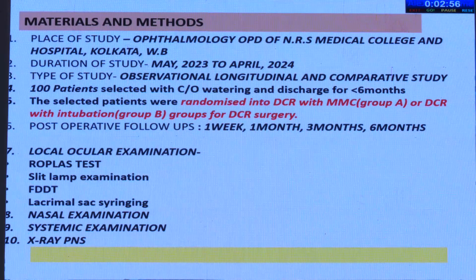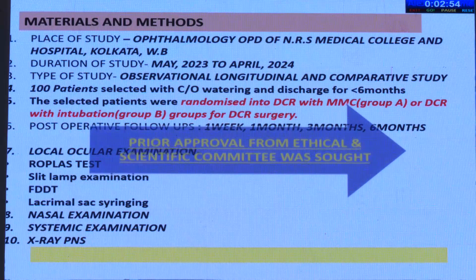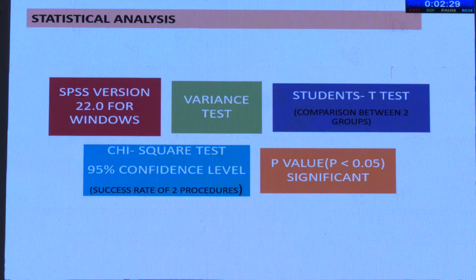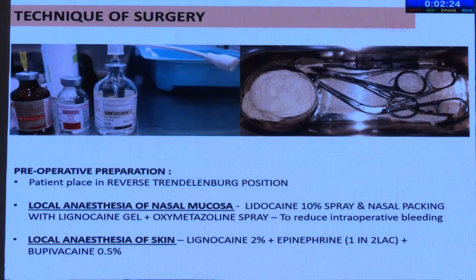B, and they were followed up in the 1st, 3rd and 6th month, and all the surgeries were done by a single surgeon. The inclusion criteria included all confirmed cases of primary nasolacrimal duct obstruction within the 15 to 65 years age group, and we excluded all congenital, traumatic, infective and malignant causes of nasolacrimal duct obstruction. Any previous history of endonasal DCR, laser DCR or any pre-existing nasal pathology were also excluded. We used the student's t-test and chi-square test for comparing the 2 groups.